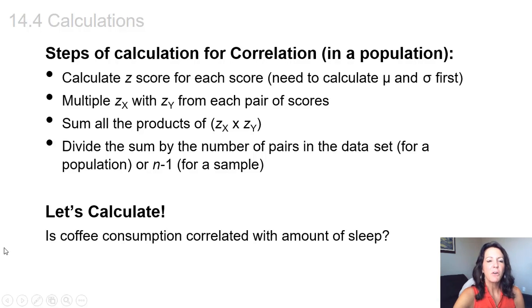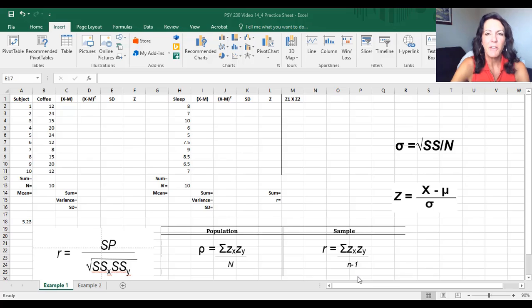Okay, so we're going to calculate if coffee consumption is correlated with the amount of sleep. I have everything you need here to calculate a Pearson's r. I've got some formulas at the bottom, but we're going to be using the population formula for finding Pearson's r. And in order to do that, we need z-scores. I have the formula for z-scores, but in order to find a z-score, we need standard deviation. So I have the formula for standard deviation. We're going to be working backwards in a way to finally arrive at this correlation. So let's give it a try.